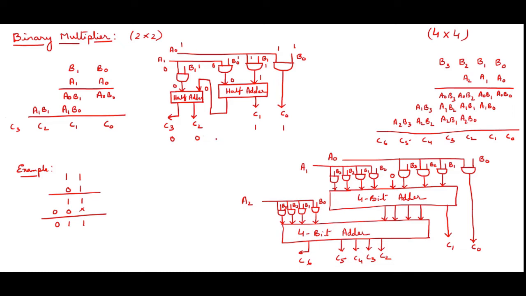Now the same concept if I apply for 4-bit multiplication, okay, there is a correction over here, so let me rectify this. This is not exactly 4 cross 4, it will be 4 cross 3. So what I have done is that I have taken 4 bits in B and 3 bits in A, that is B0, B1, B2, B3 is 4 bit, and A0, A1, A2 is 3 bit.